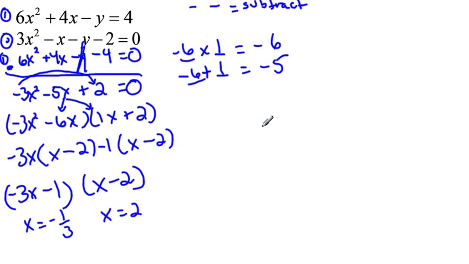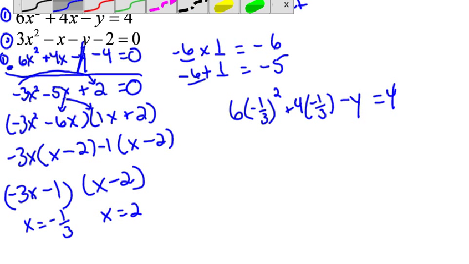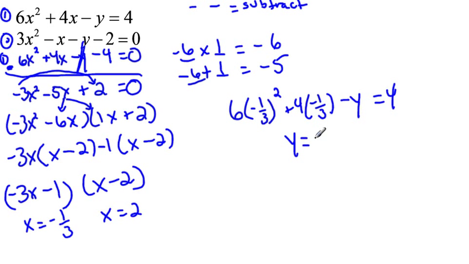Now we can solve for the corresponding y value if we sub back into our original equation. So our first equation, we've got 6 times negative 1/3 squared plus 4 times negative 1/3 minus y equals 4. Now we can use our calculator to solve for the y value here. We end up getting y equals negative 14 over 3, and you can use the store feature in your calculator to verify this, which I've already done, and this is a solution. So here's one of our coordinates.